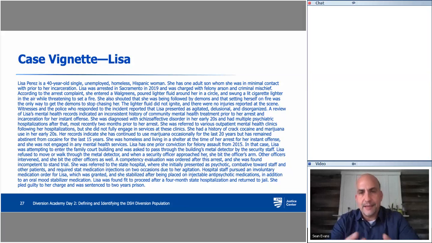So just to get granular, I think the importance of looking at the substance use, both in terms of what happens when one's intoxicated, as well as those withdrawal symptoms, is really important.